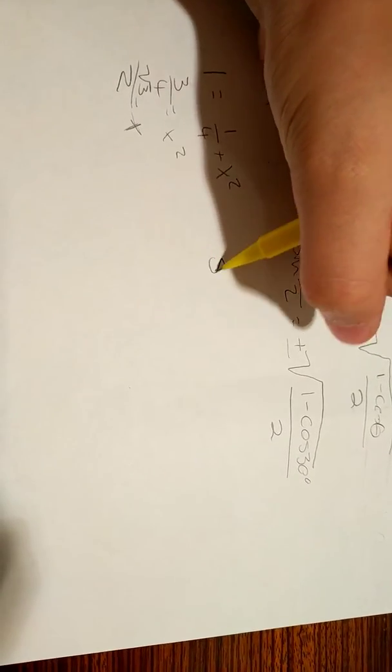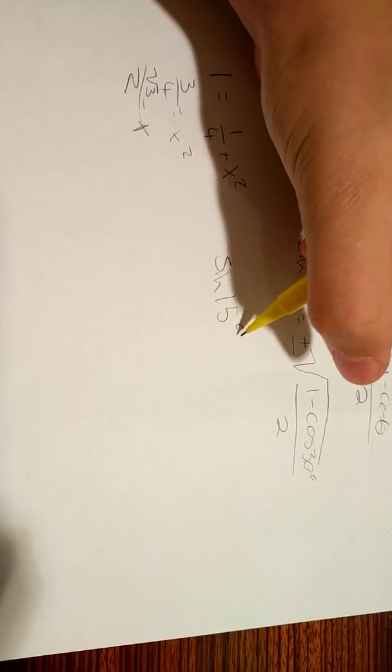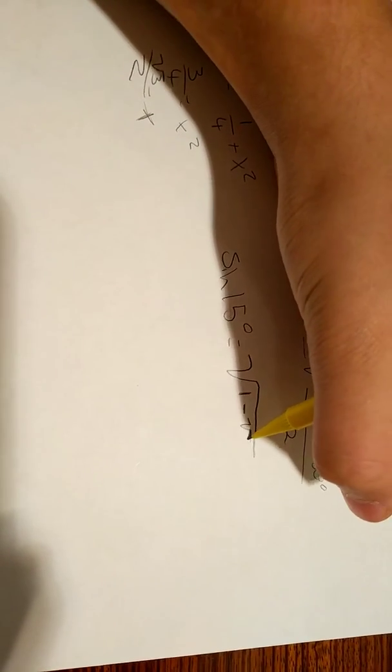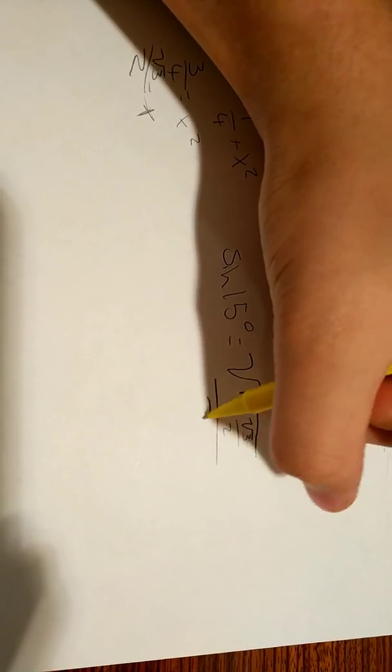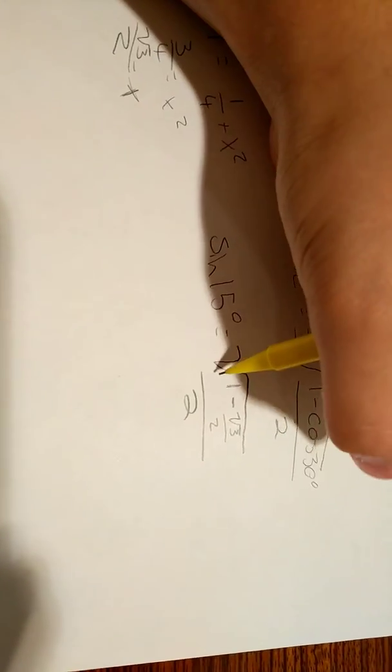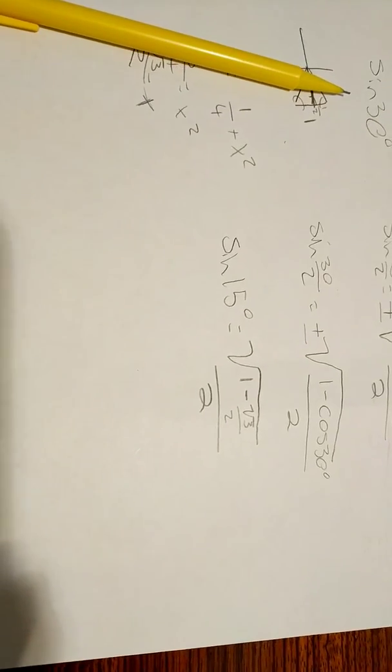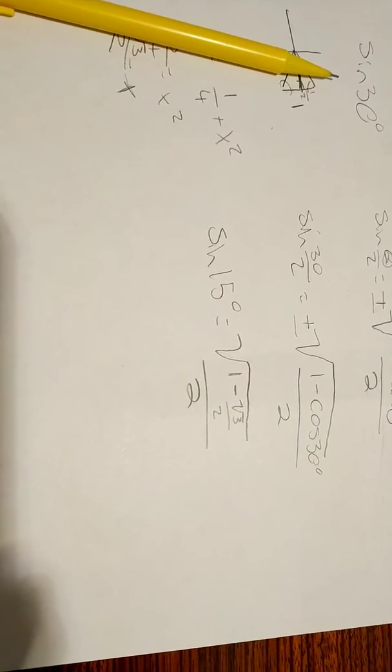So that means that the sine of 15 degrees is going to equal the square root of 1 minus square root of 3 over 2, all divided by 2. And this, you could, of course, simplify a bit more, but I don't really think it's necessary. At this point, you basically know what the answer is.